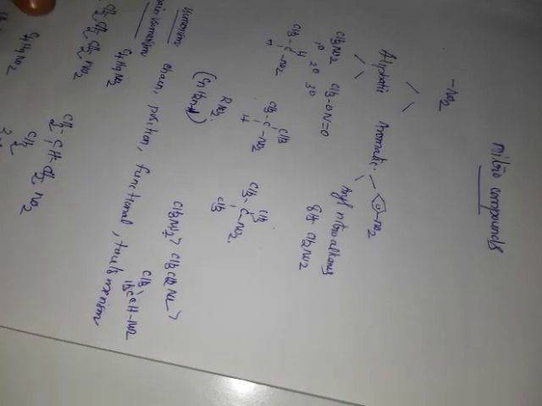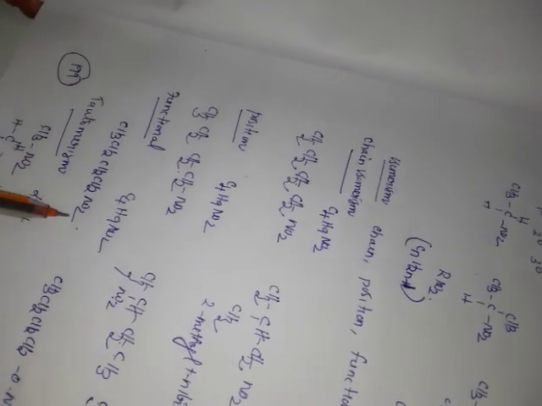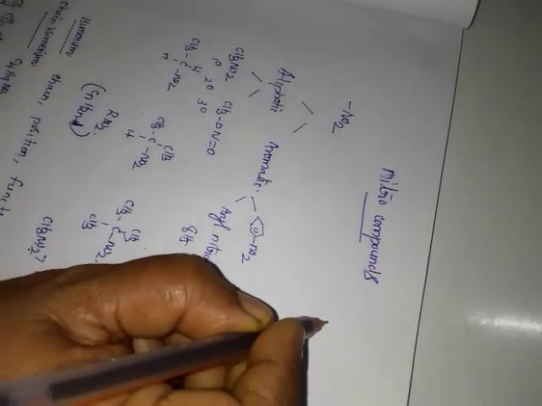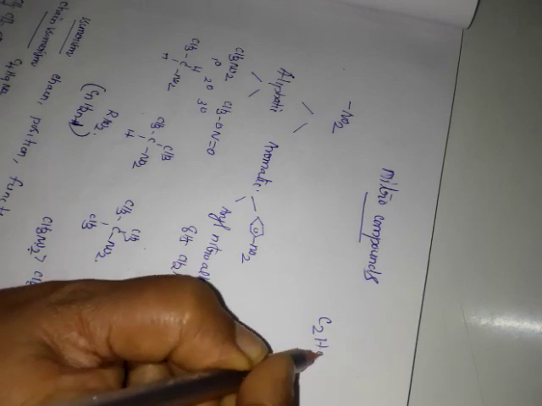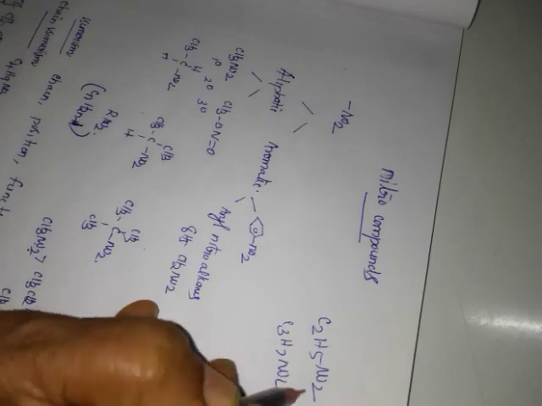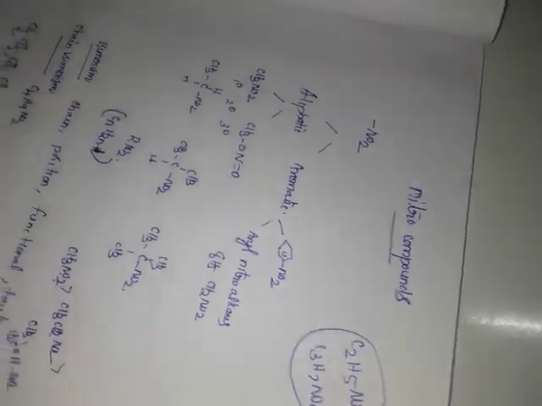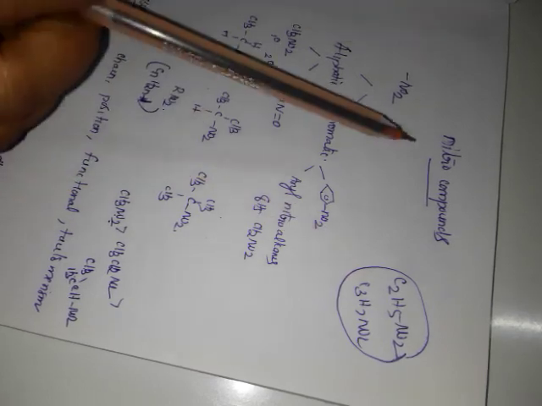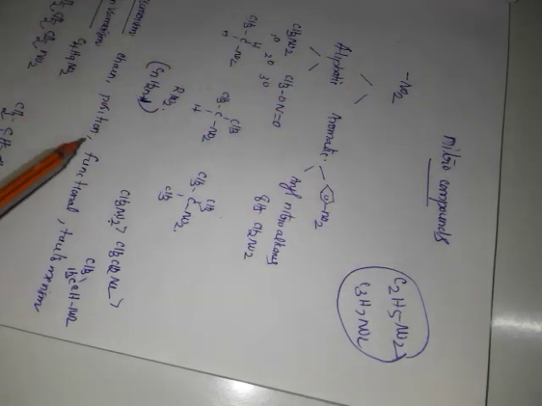Now with the same formula C4H9NO2, I have written many structures: chain isomerism, position isomerism, functional isomerism, tautomerism. Similarly, you can try for these compounds, C2H5NO2 and C3H7NO2. For these two compounds, try and write the chain isomers or other isomers. How many possible isomers can we write? You go and check once more by watching this video.